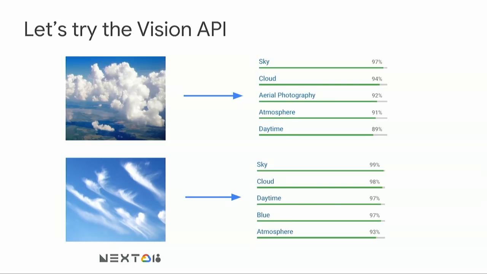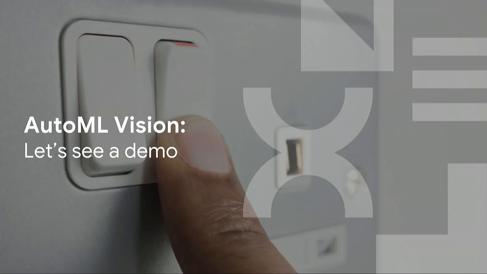So the answer was to build a custom model in AutoML Vision. Let's jump over to the demo to take a look at that.